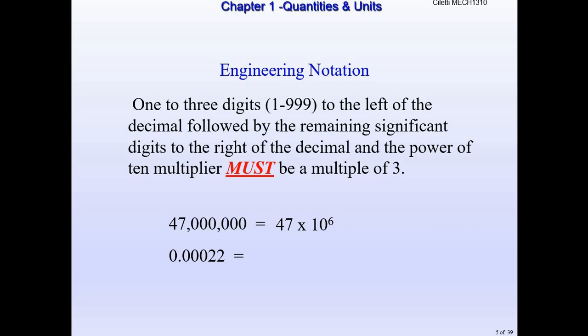Remember I'm in chunks of 3, and I can add zeros till the cows come home, all the way to the right of a number, and it does not change that number when it is less than 1. So when we do this, we're going to end up with 220 times 10 to the -6. Remember, minus because we're moving the decimal to the right, 6 because we had to move it 6 places to the right. We're going to find out that 10 to the -6 actually means something when we get into our SI prefixes soon. So it's very, very important that we do our engineering notation correctly.